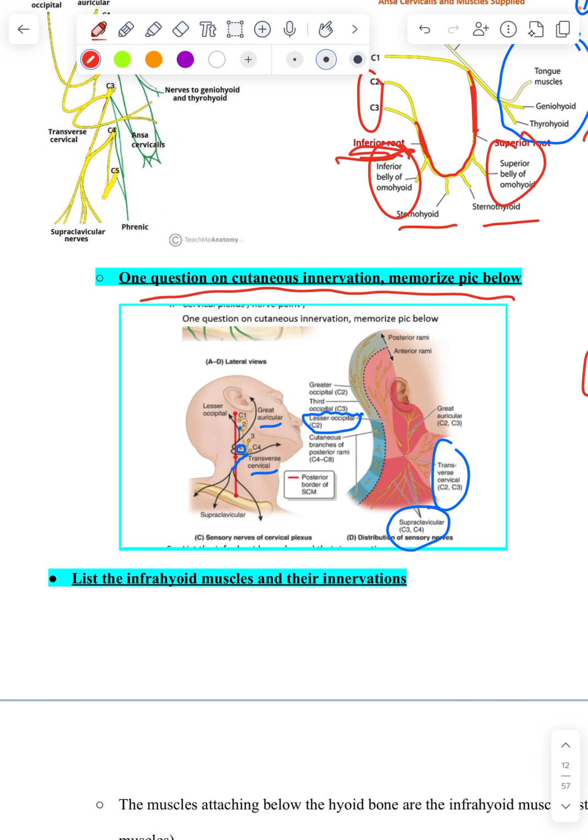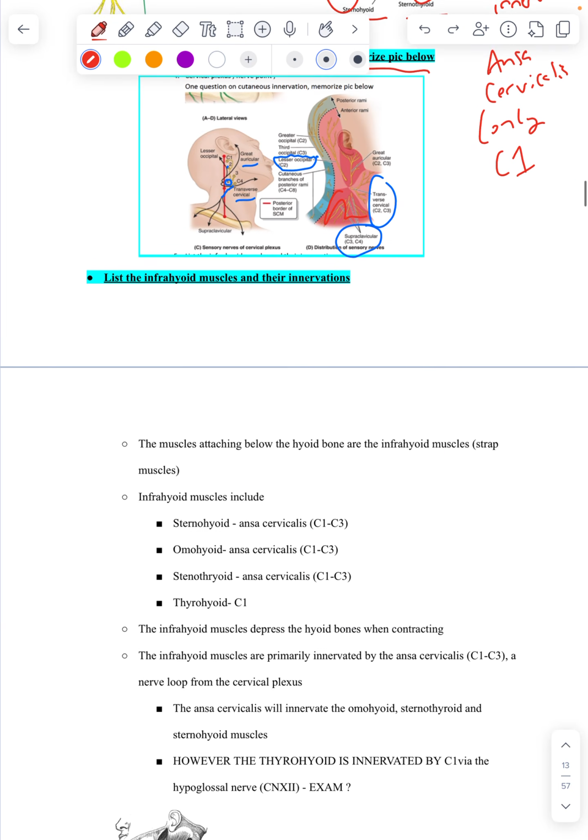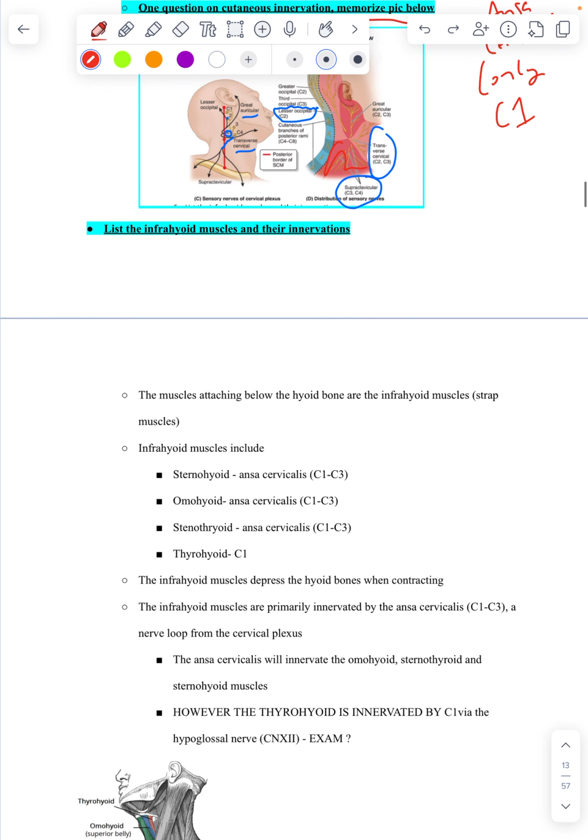She could say, what does it supply? Or she could specify a region. Like, put the back of the scalp: you should know it's greater occipital. Or right around the ear, greater auricular; anterior cervical, so transverse cervical. Or above the clavicle and all this area here, supraclavicular. This stuff, again, we've seen already.